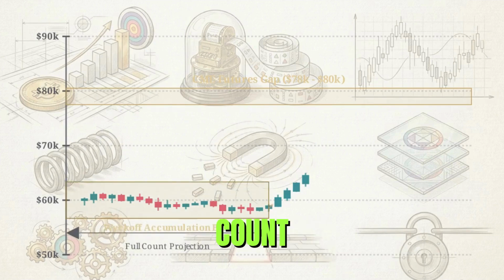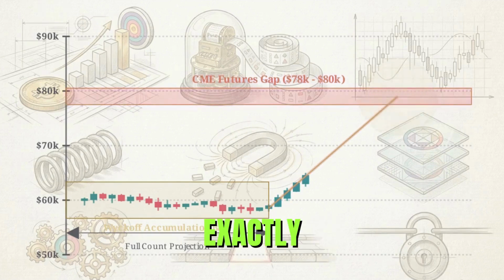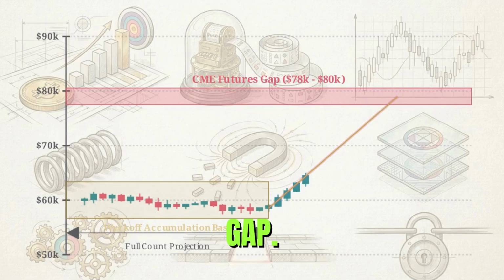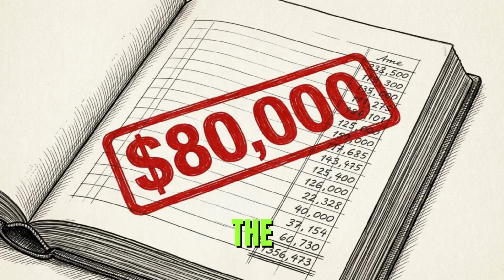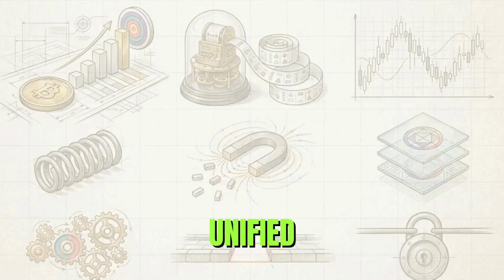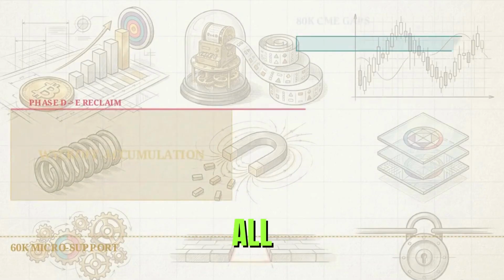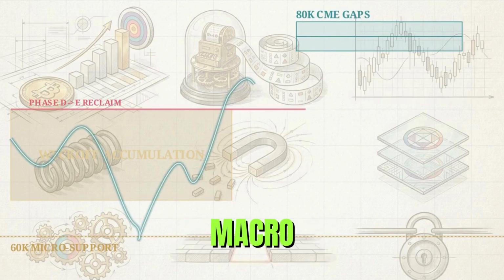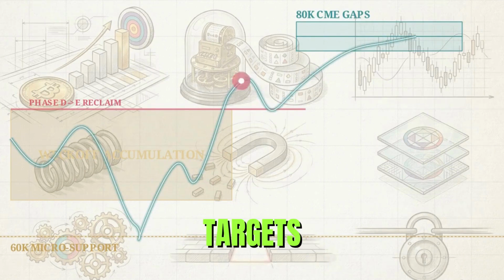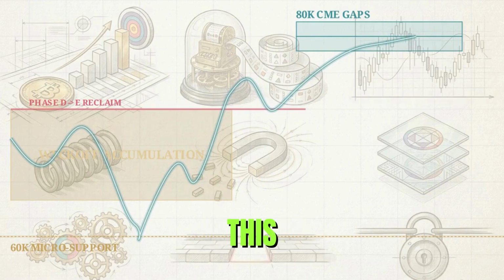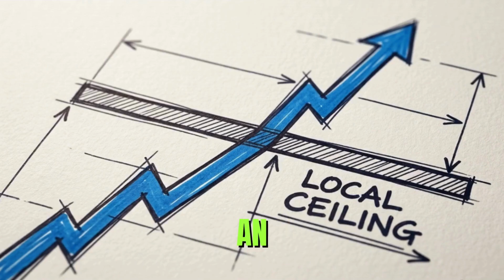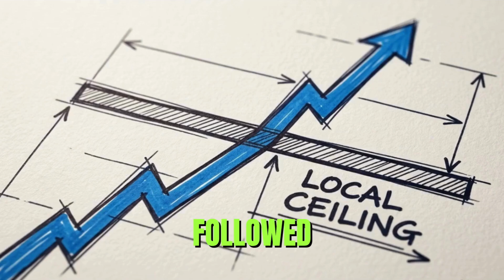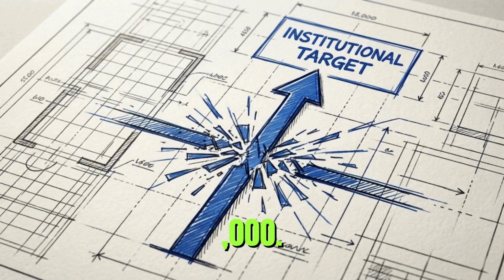When we project the full count of the Wyckoff accumulation base, the resulting markup pathway terminates exactly within this $80,000 gap. The $80,000 projection is the result of the market's need to rebalance these institutional ledgers. This unified model demonstrates the alignment of all three technical frameworks. A micro pullback to $60,000 facilitates the macro Wyckoff reclaim, which then targets the institutional liquidity gaps above. This creates a structured pathway, an initial resistance test at $65,000, followed by a final gap fill near $80,000.